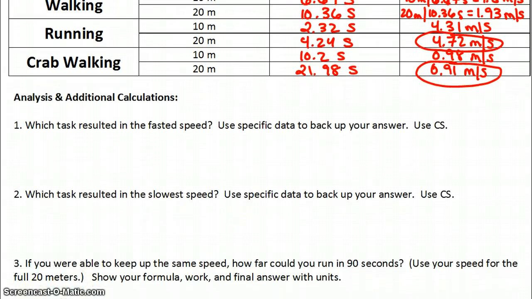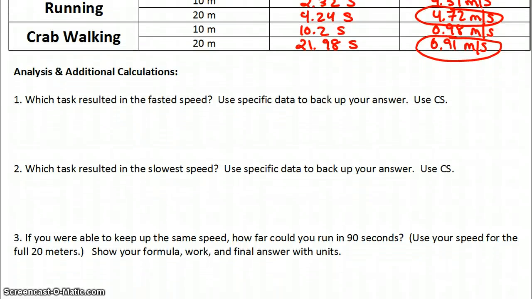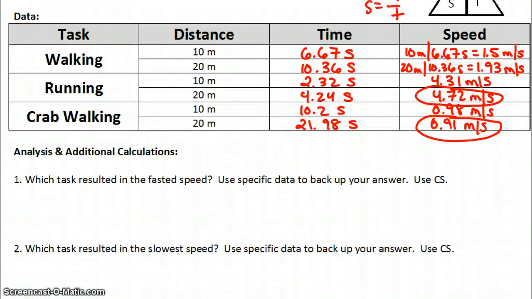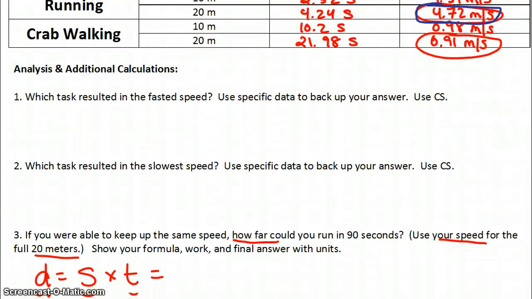Question number three, if you were able to keep up the same speed, how far could you run in 90 seconds? Well, what are they asking us to find? How far, that is a distance. We know distance is speed times time. And it says your speed for the full 20 meters of running. So look at your data table. The full speed of running at 20 meters was 4.72. So find that piece of information from your data table.